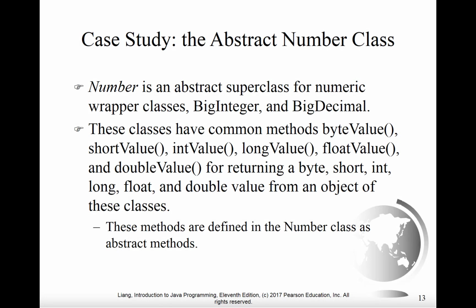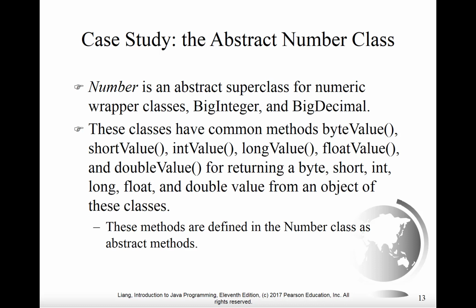Now you recall learning about the wrapper classes, and in particular the numeric wrapper classes, and also BigInteger and BigDecimal. So considering the numeric wrapper classes and BigInteger and BigDecimal, these are all derivatives. In other words, they're all subclasses of a class called Number. And it turns out that Number is an abstract class.